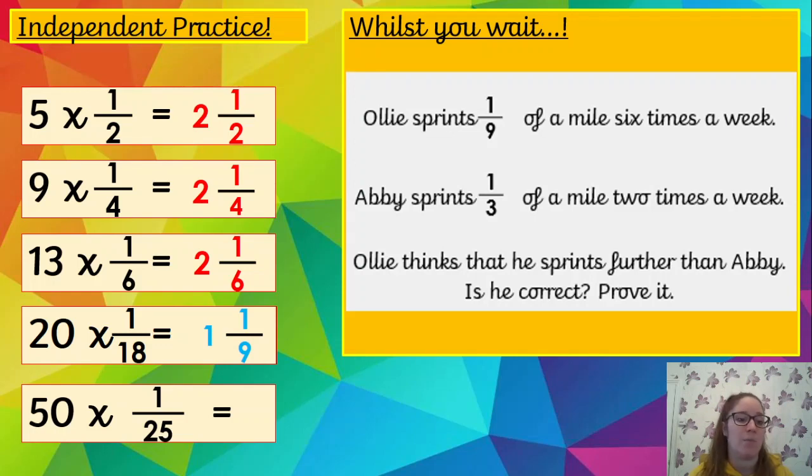And then lastly, we've got 50 times 1. So we've got 50/25. Now how many times does 25 go into 50? It's 2. So that one's just a whole number. Okay, so hopefully you would have noticed that because 25 times 2 is 50. So 50 divided by 25 is 2. So well done if you got that one.